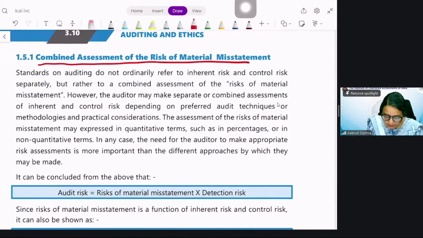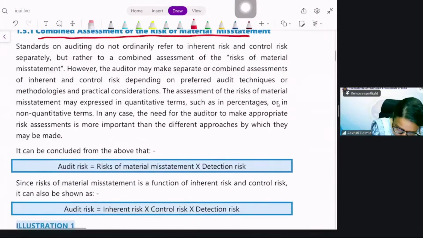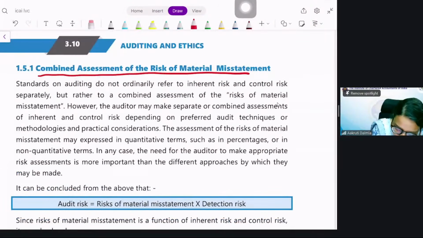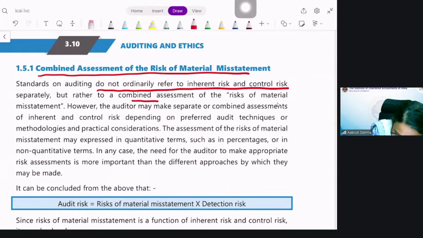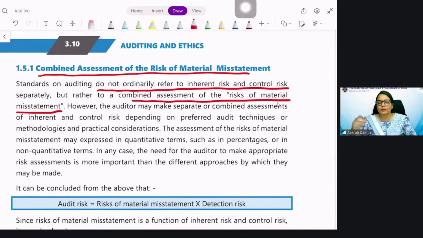Combined risk. So standards on auditing do not refer to inherent and control risk, but a combined assessment of ROMM. So you will not see individually inherent control risk again and again, but you will see the word risk of material misstatement, okay?